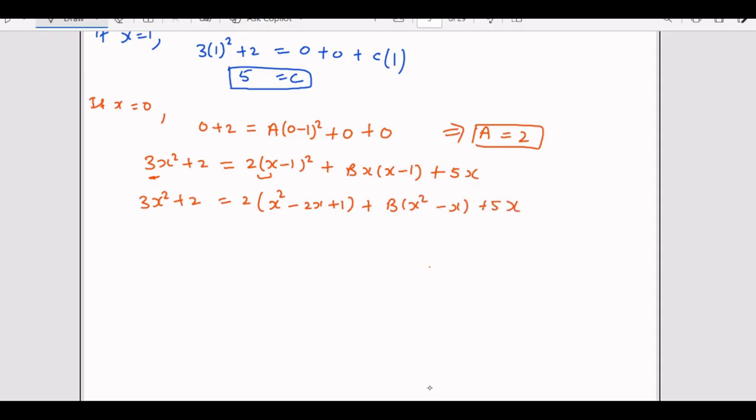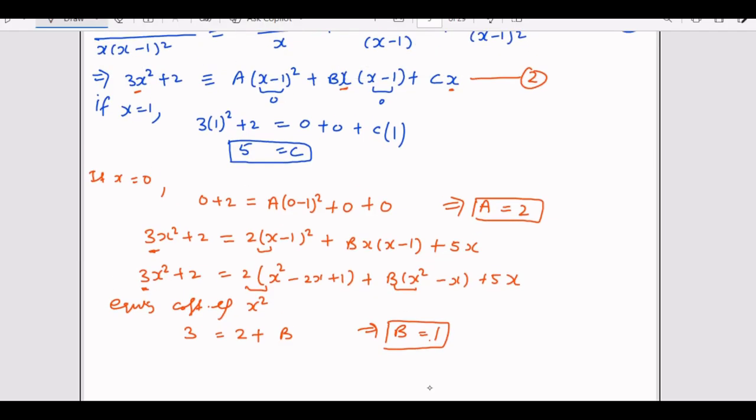So now we can equate the coefficients of x squared on both sides. On the left hand side I have 3, this side we will have 2, and this side we have B, right? So from here we got B is equal to 3 minus 2, that is 1. So we got the values of A, B and C. So we are just going to substitute.